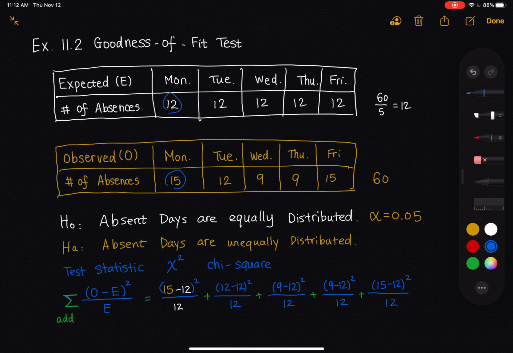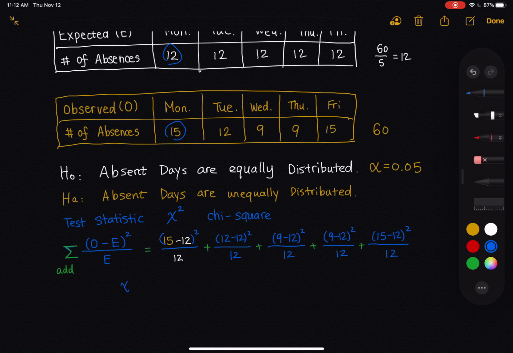You should be able to get the chi-square statistic. I'm going to break down the calculation for you. 15 subtract 12 is 3. 3 squared is 9. So 9 over 12 plus 0 over 12 plus 3 squared is 9 over 12 plus negative 3 squared, also 9 over 12. 15 subtract 12 is 3, squared is 9 over 12. So use a calculator, or add those fractions up yourself. You get the test statistic chi-square equals 3.